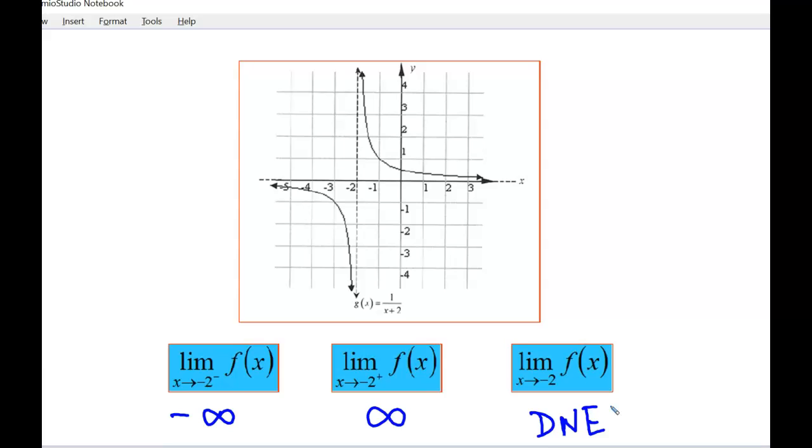Now, some textbooks will just say right away that this limit does not exist as it approaches infinity, because infinity is not really a bound number. Sometimes some textbooks will say it does not exist, and sometimes they'll say it's going towards infinity. Our textbook, the Calc 30 textbook, uses a notation of this is going to infinity, this is going to negative infinity, and the limit at -2 does not exist.